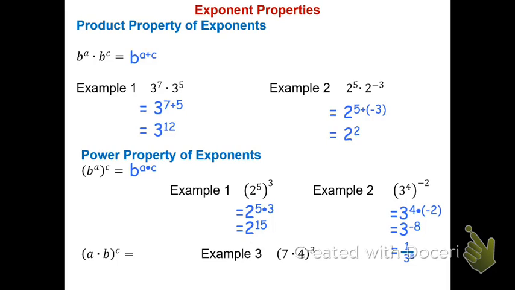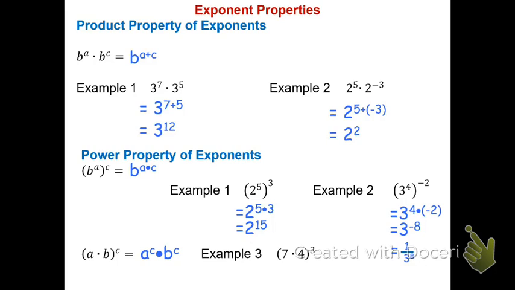Now, sometimes you're going to see a product being raised to a power. Here I have the quantity a times b raised to the c power. I can think of this as just a to the c times b to the c. Both of those are going to be raised to the c power. Now this works for multiplication inside the parentheses, but not addition or subtraction. Don't try it when it's addition or subtraction.